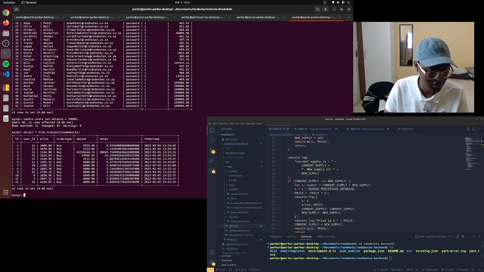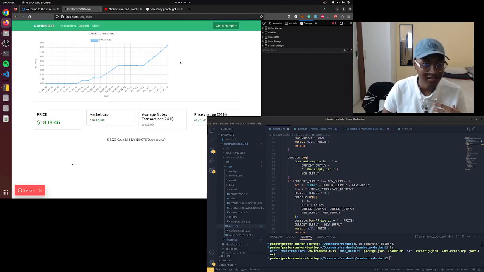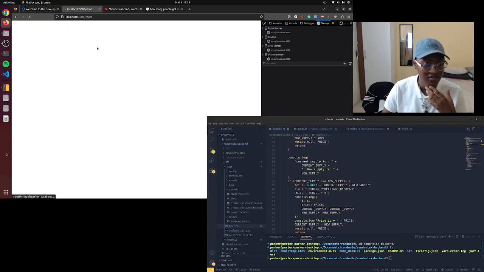We're gonna see what's in the transaction websites. Okay, so the users are still buying, they're still purchasing. If I look at the price, it's going up, the price is going up. Why is it stagnant? Just gonna try and refresh this.